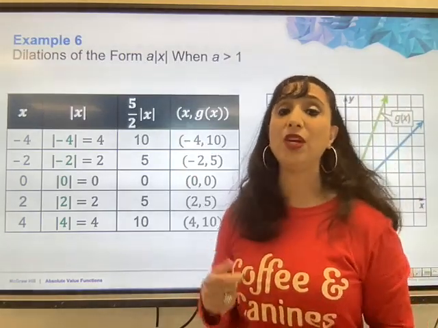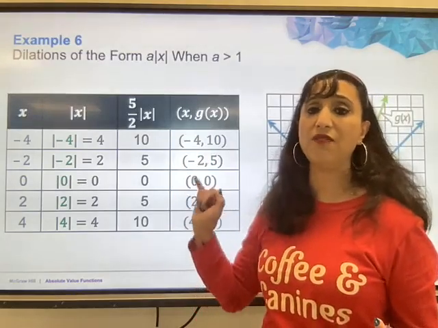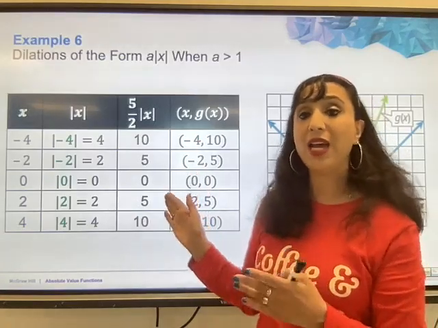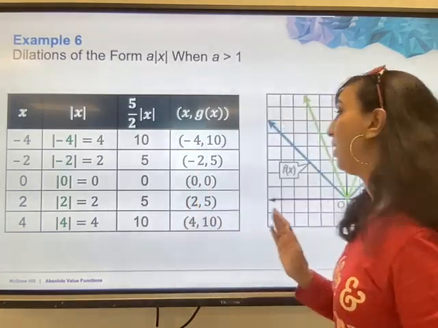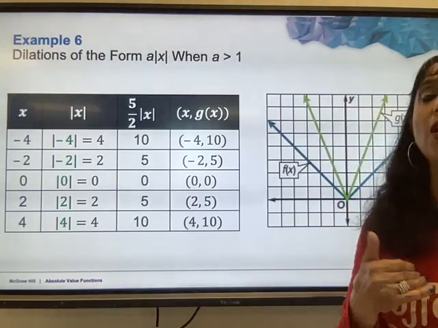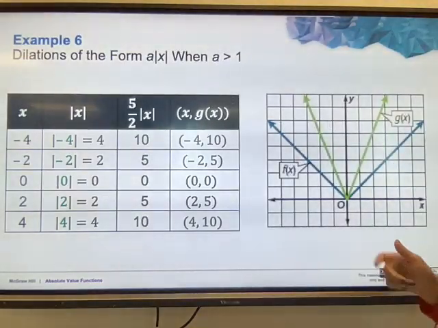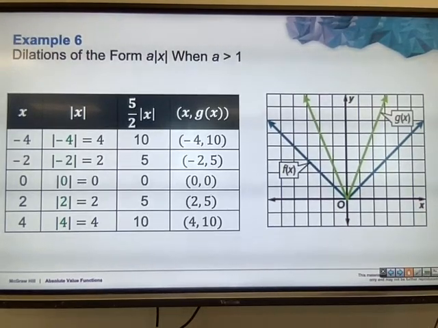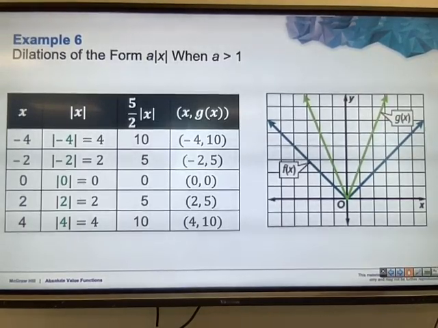Okay, and so now my new ordered pairs are (-4, 10), (-2, 5), (0, 0), (2, 5), and (4, 10). So when I take these values and put them into the graph, look, this graph has become way steeper than the original parent function graph. And so that is why this is a vertical stretch of the parent function. So 5 over 2 absolute value of x is a vertical stretch of the graph of the parent function.